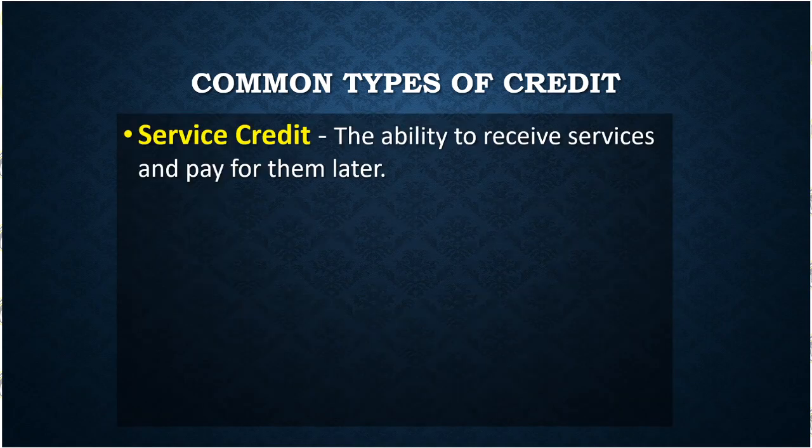The next type of credit is called service credit, and service credit is when you receive a service and you pay for it later. Most utilities fall into the service credit. So if I sign up for electricity from the power company, I'm getting to use that power for the billing period for the month, and then at the end of the month, they send me a bill. But during the month, while I'm using the electricity, that's actually credit because I'm not paying for it when I use it or when I receive it.